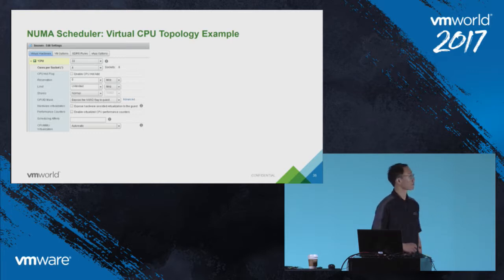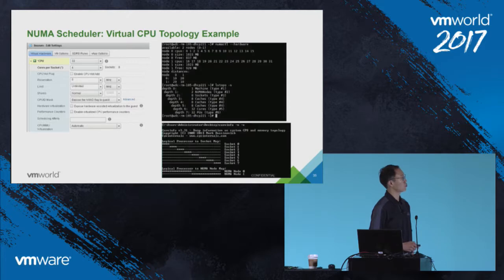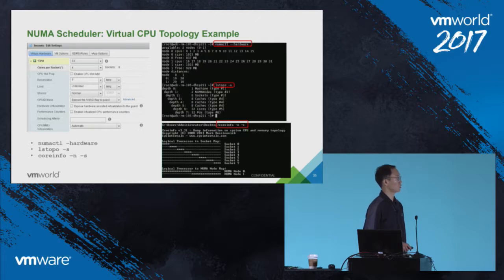Quick example: a 32 vCPU VM, 4 cores per socket, 8 sockets. With 6.5, what we'll see is that we only have 8 sockets, but 2 NUMA nodes here. This can be checked in the guest using numactl, lstopo, or Coreinfo from Windows.